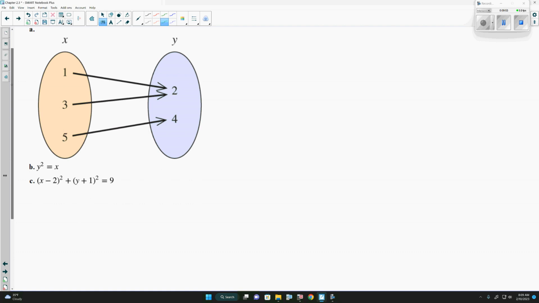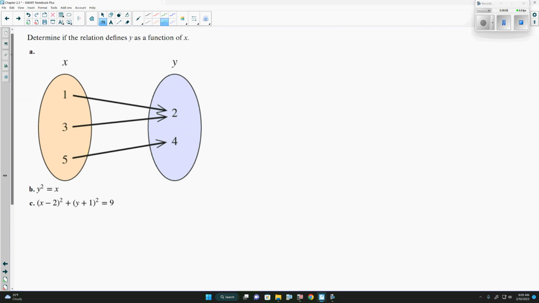Okay. Again, yes, no. For letter A, this mapping, can we say it's a function? Yes, because we can have two different x values going to the same y. We can't have one x value going to two different y's.